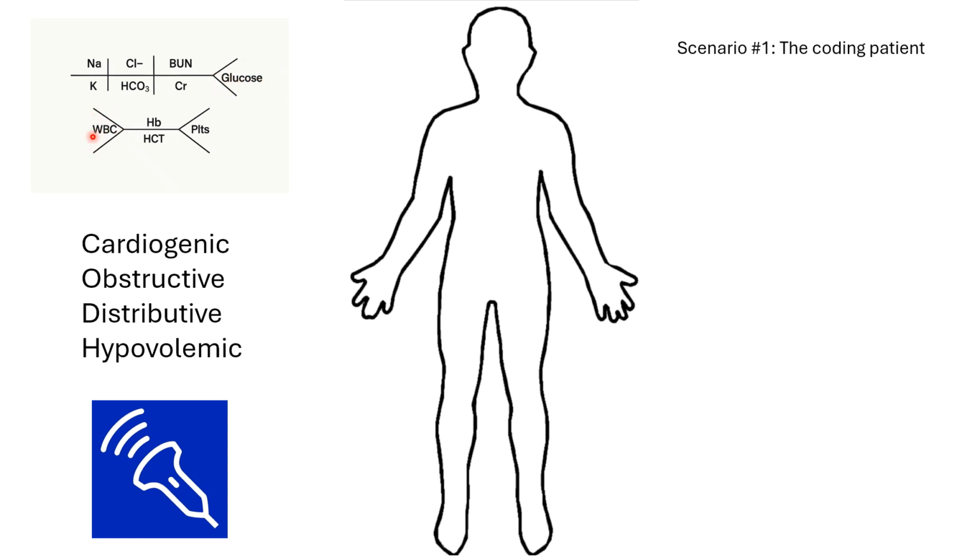White blood cell count, was this super low with neutropenia? Was it really high, suggesting that they were becoming septic? Hemoglobin, has this been dropping? Platelets, if it's really low, could they have had an intracranial hemorrhage? So that should all take you just a few seconds to do.